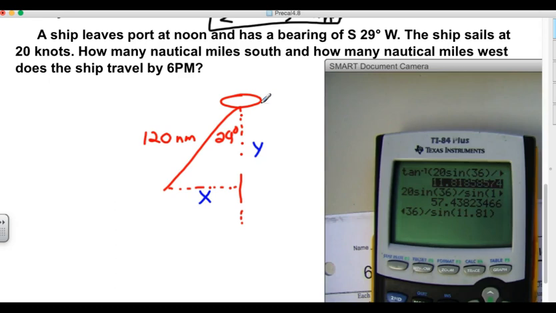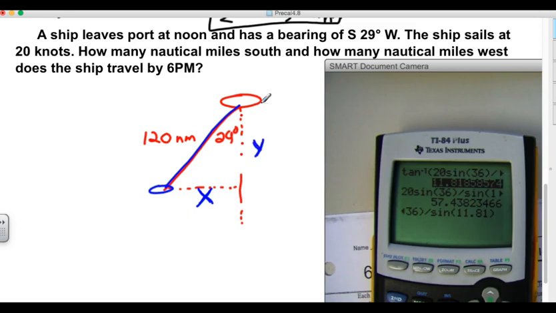So if it goes that direction until 6 p.m., that's 6 hours later if it left at noon. So going 20 knots, it went 20 knots each hour times 6 is 120. So it's 120 nautical miles from where it started. So that's what this line represents right here. The boat is now here, and where it started is up where you got the red circle. So it's gone 120 nautical miles at a bearing of south 29 degrees west, and we want to know how far is it south from where it started and how far is it west from where it started. So that's what we need to find here, x and y. Those represent how far south and west it's traveled.